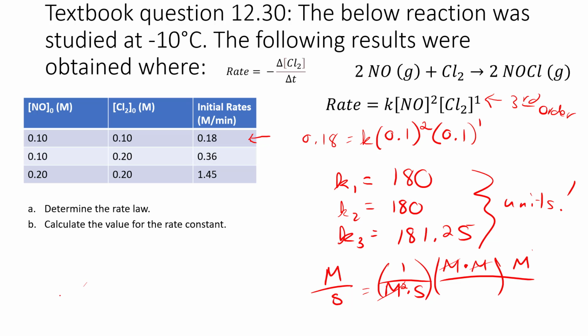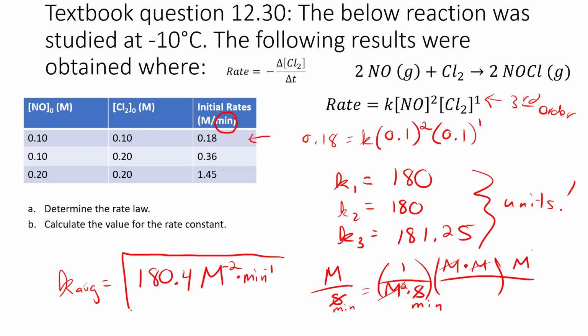And so my value for k equals 180.4, and it's actually molarity to the negative 2, because it was molarity squared on bottom, the negative just means it's on bottom, times, and I actually had a slight error here because my initial rate was in minutes, and so that needs to be minutes, which means this one needs to be minutes, and so times minute to the negative 1. So there is my value for my rate constant. Don't forget those units.